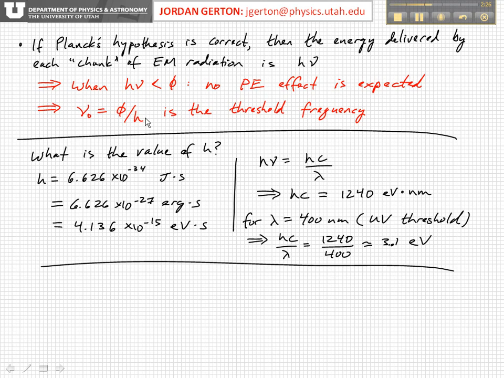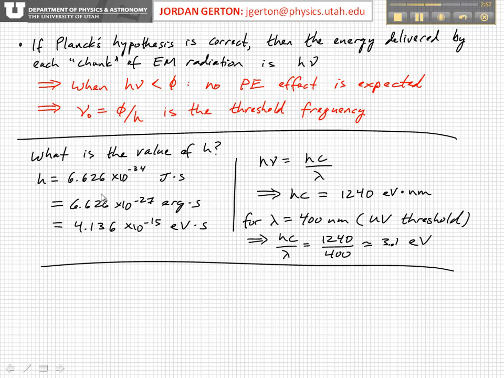Now, you may wonder why it took so long to come up with the idea that electromagnetic radiation was quantized, that is, that the energy associated with electromagnetic radiation is delivered in chunks. This is probably explained by the fact that Planck's constant is very, very small.